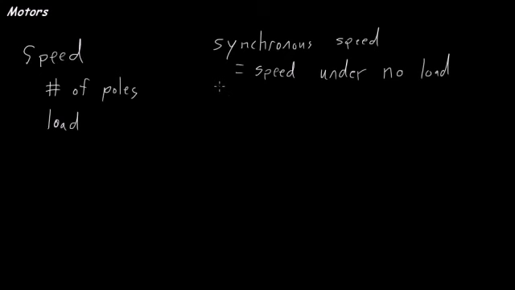The actual value that this takes on depends on, again, the number of poles and also the frequency. And by frequency, I'm talking about the electrical frequency. So in the United States, we have 60 hertz power for AC motors. Hertz is abbreviated capital H, lowercase z. It just means how many cycles per second for alternating current.